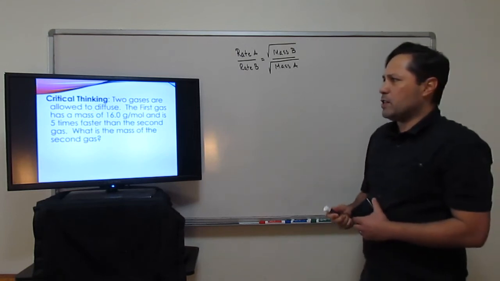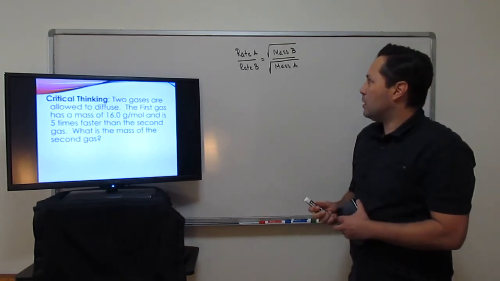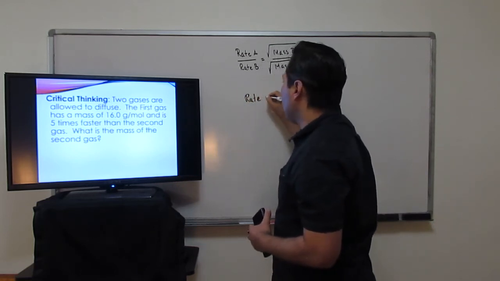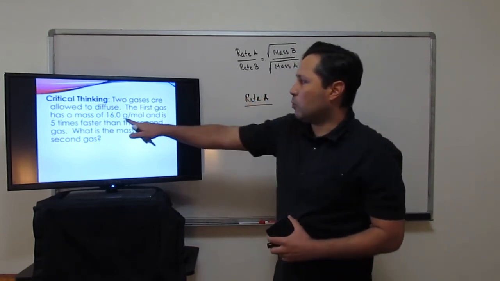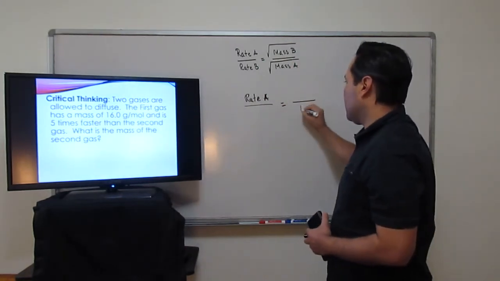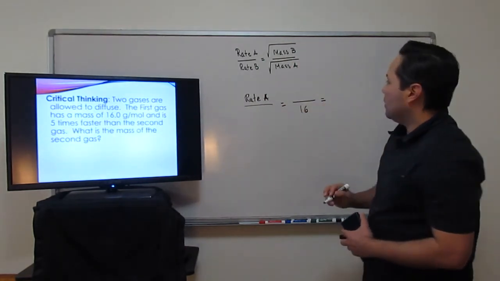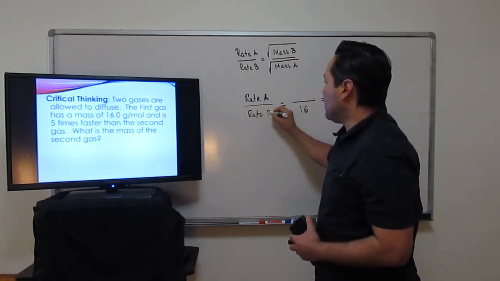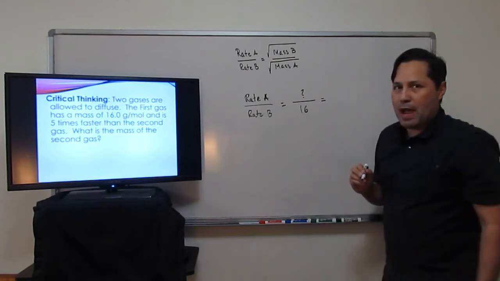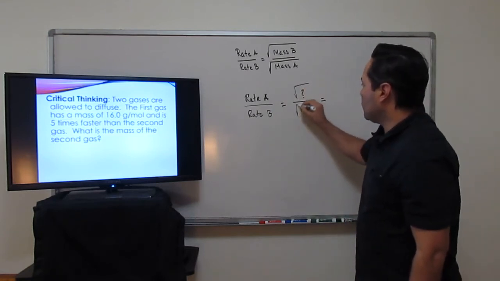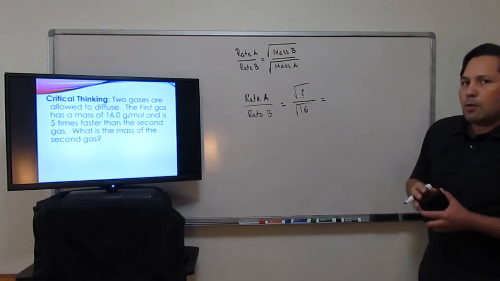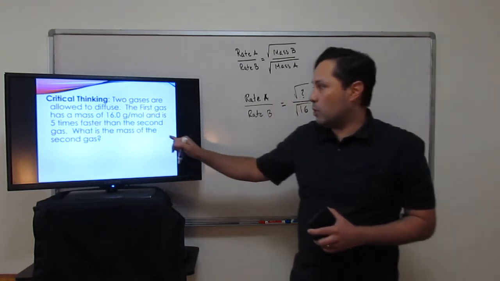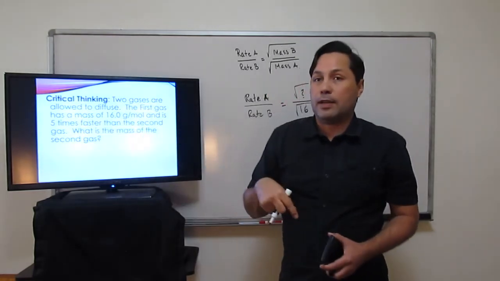Alright, so we're going to call it gas 1 and gas 2, or gas A and B. So we put the rate of gas A, which we know its molar mass is 16, so I'm going to put in the denominator, 16. And then the rate of gas B, which we don't know what its mass is. But we do know this: A is 5 times faster. That was given to us. It is 5 times faster than the second gas.